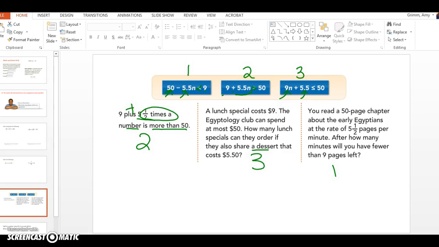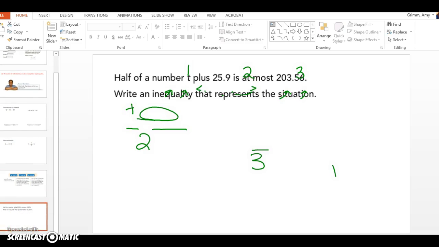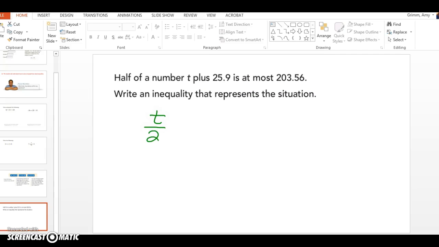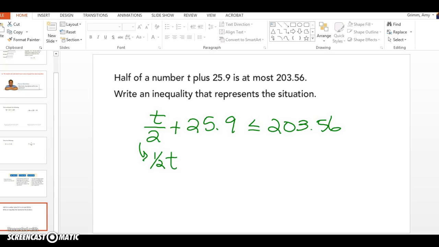Okay. All right. Let's go ahead and write one for this one, and then we will be done. See if you can write it yourself. Is less than or equal to 1203.56. All right. What do you guys think? Are there other ways that we could write T over 2? Jake? 1/2 T. Any other ways we could write that? 0.5 T. Okay, so those are all the exact same things. Okay, any questions on any of that?